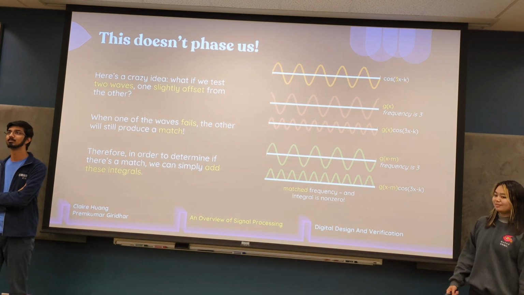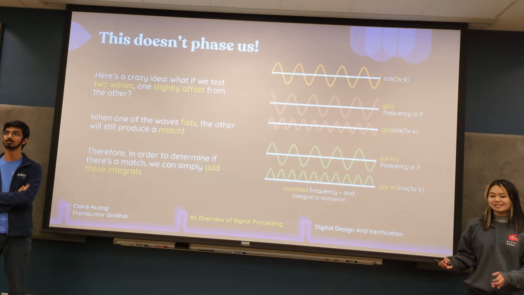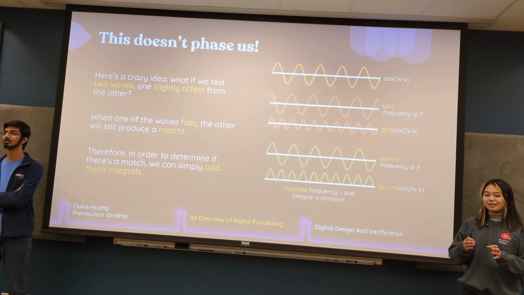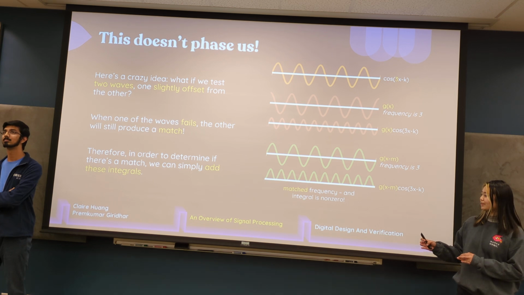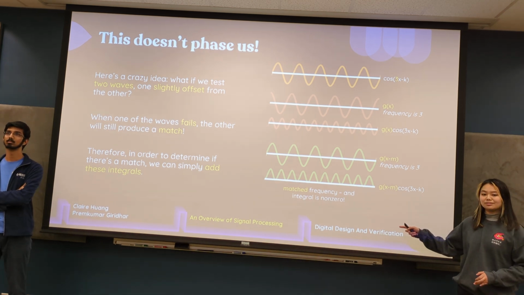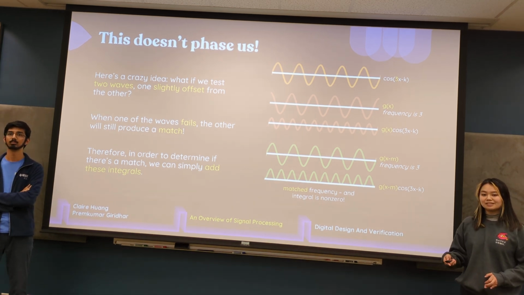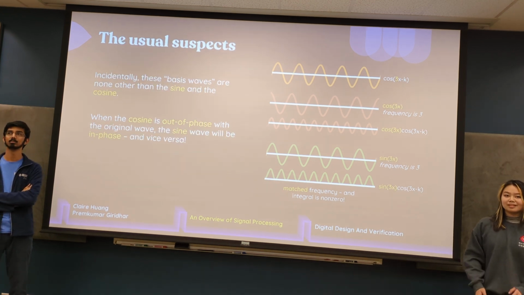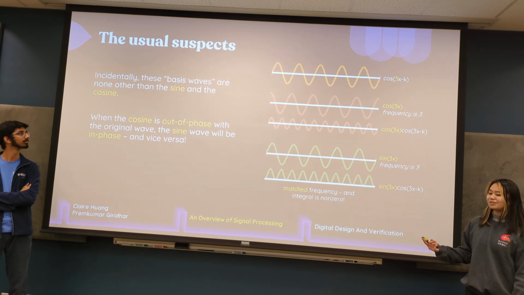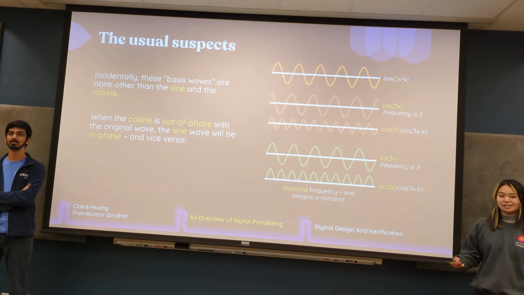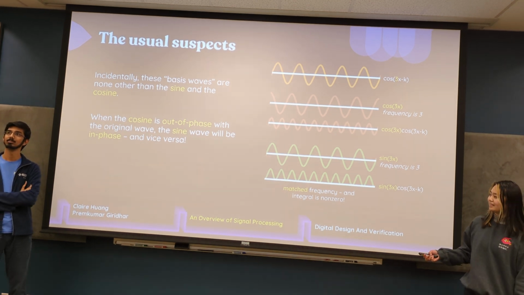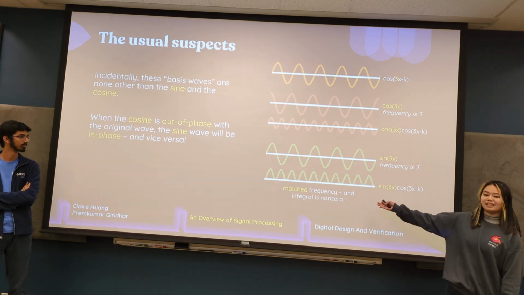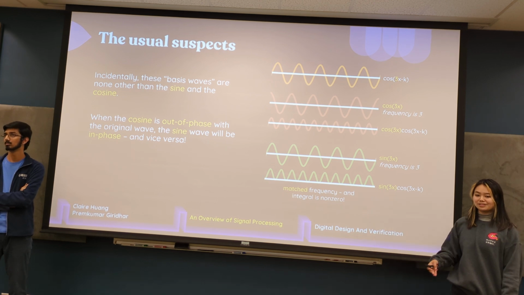We test multiple waves and have one that's slightly offset from another. Therefore, if one frequency is just off by a shift, then one of the other ones will catch it and have a non-zero integral. Does that make sense? Turns out these waves are just sine and cosine. So when the cosine is out of phase with the original, then the sine wave should have a non-zero integral and therefore produce a match.